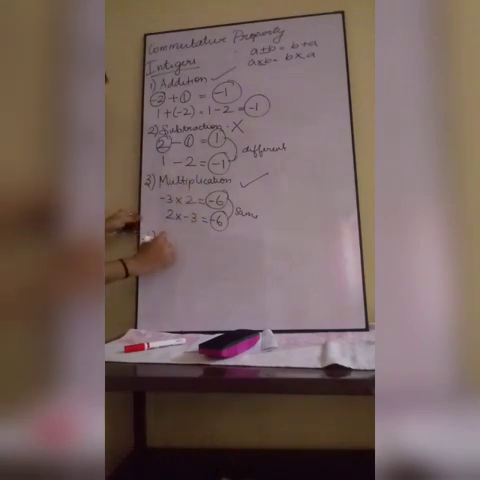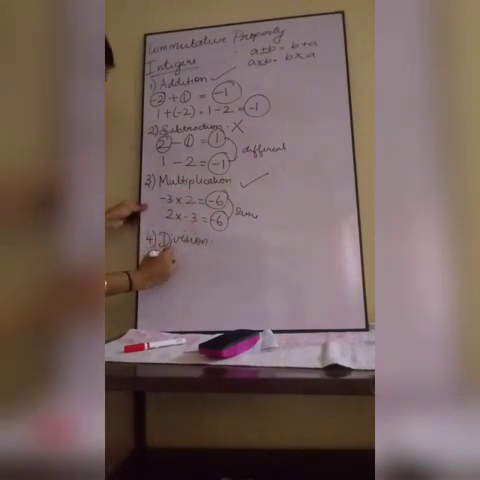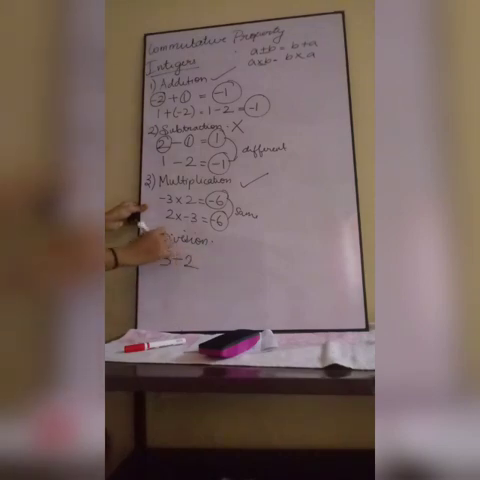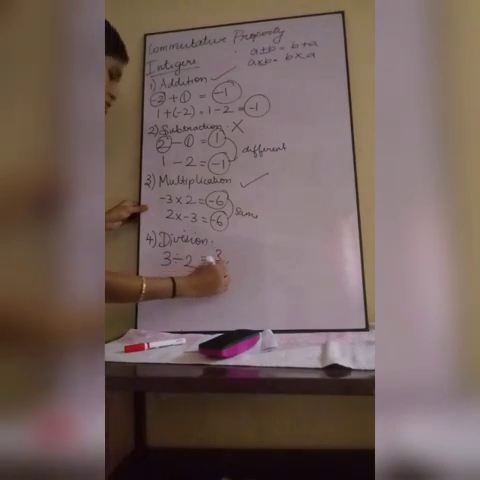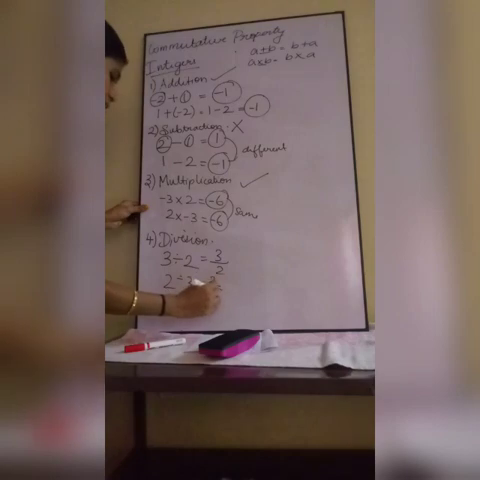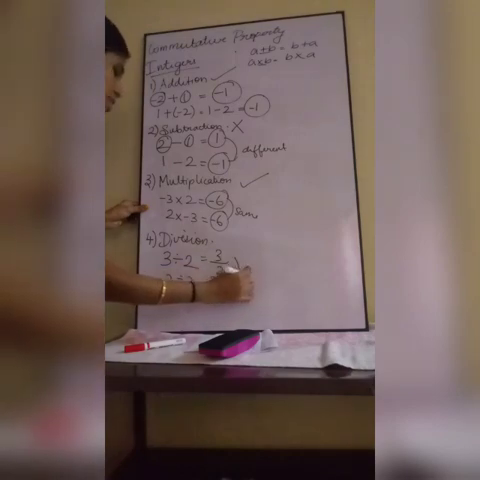Next comes our division part. What I am going to do is 3 divided by 2. 3 is an integer, 2 is also an integer. So what will you get? 3 by 2, that's all. Then 2 divided by 3, which is 2 by 3. Both answers are different, right?